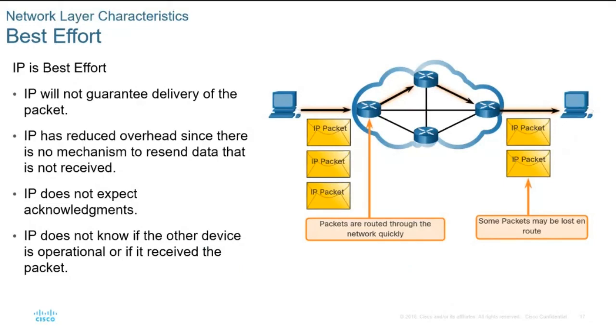Makikita dito sa ating figure na ito, illustrates the unreliable or best effort delivery characteristics of the IP protocol. Kapag nag-send ng packet, yung ating host, PC, dadaan sa mga routers, so packets are routed through the network quickly. And so then some packets sa ating destination, some packets may be lost in route.